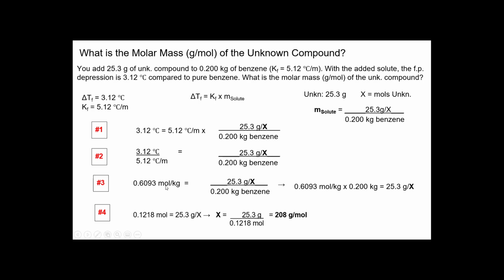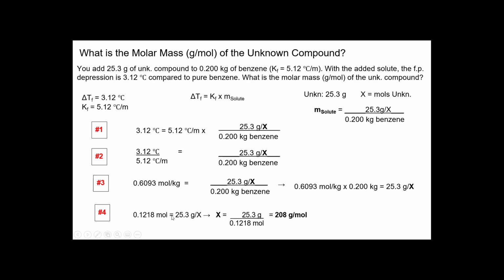I extend this out to moles over kilogram because it makes it easier to see that this cancels out when I bring it over. So I bring this over and I multiply it, which is what I did here. And you can see kilograms will cancel out. That'll leave me with this number here, and I still have X.